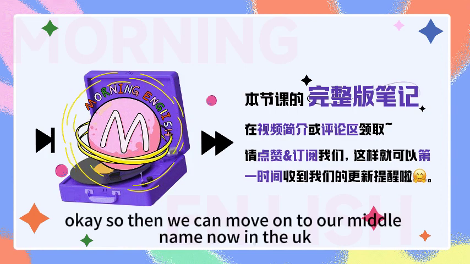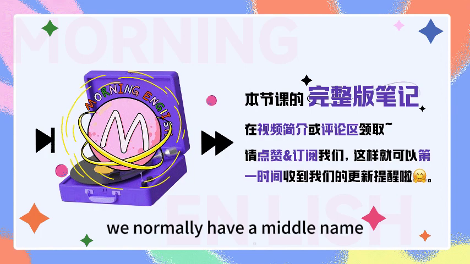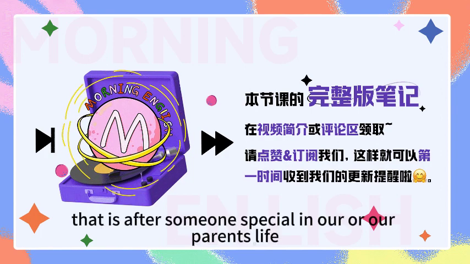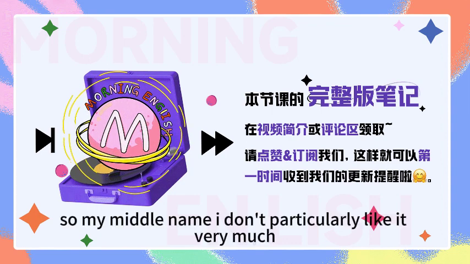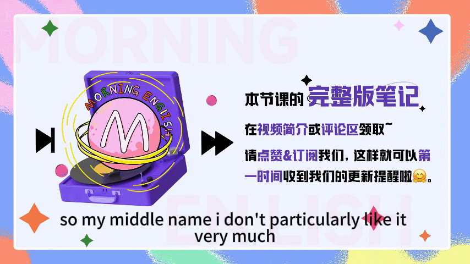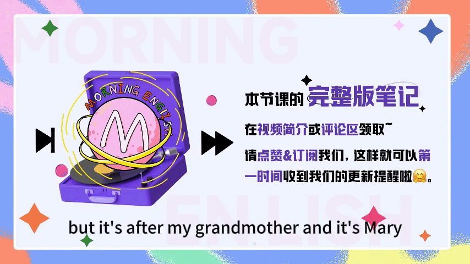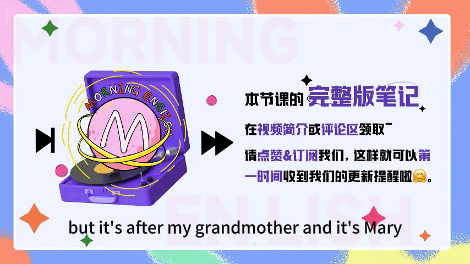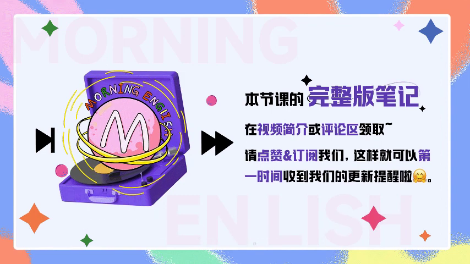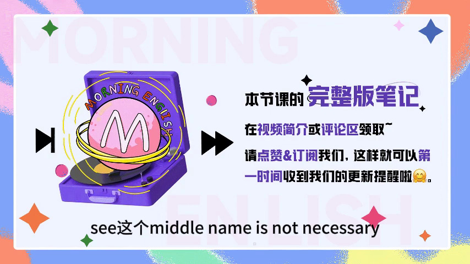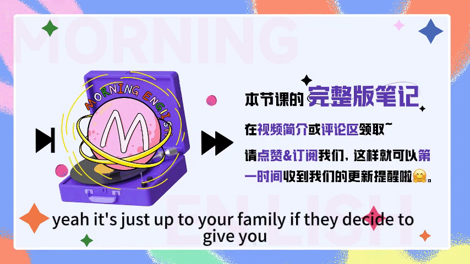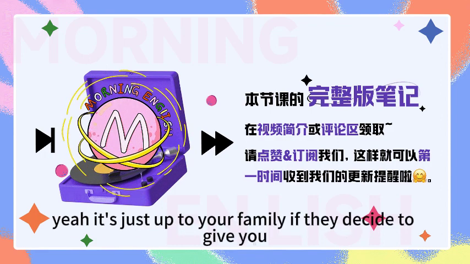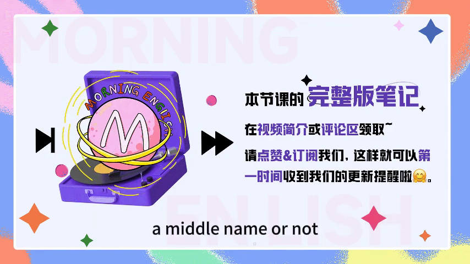Okay, so then we can move on to our middle name. Now, in the UK, we normally have a middle name that is after someone special in our or our parents' life. So, my middle name, I don't particularly like it very much, but it's after my grandmother and it's Mary. Yeah. 所以这个 middle name is not necessary. There are people who don't have it, right? Yeah, it's just up to your family if they decide to give you a middle name or not.